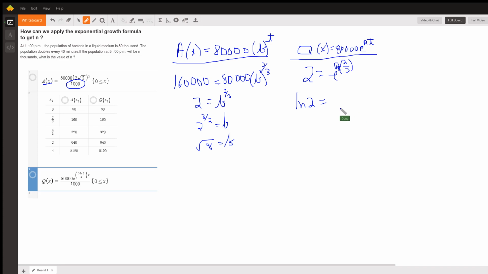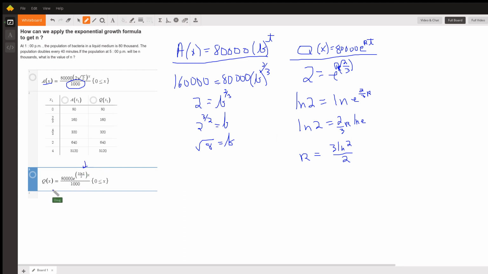A little messy, but I've got natural log of e to the 2/3 r this time. And of course, by the properties of logarithms, I can move that 2/3 r out front, times the natural log of e, which is 1. So I can solve for r by multiplying both sides by 3/2: 3 natural log of 2 over 2. And that's the rate. And that's what I have here.